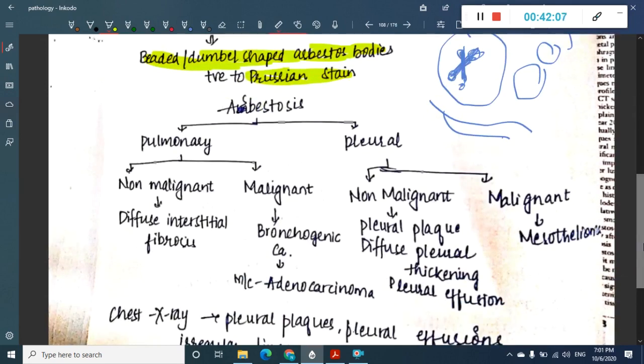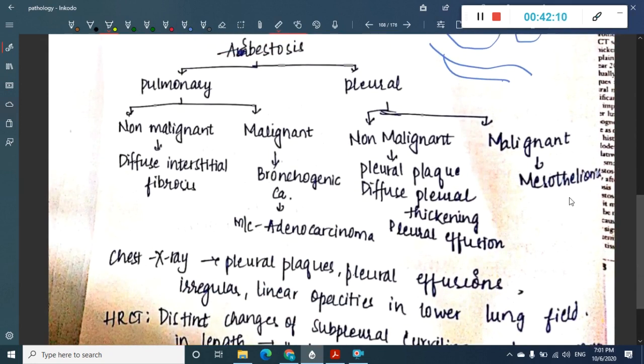Then what are the manifestations of asbestosis? This is important. Asbestosis in the pulmonary, it can cause 2 things in the lung. One, it can cause non-malignant lesions. Second, it can cause malignant lesions. In the non-malignant lesions, it causes diffuse interstitial fibrosis, whereas if it is malignant lesions, it causes bronchogenic carcinoma. Okay, then if it is pleural, in the pleura, it causes again 2 types. If it is non-malignant, it causes pleural plaque or diffuse pleural thickening, or sometimes pleural effusion, as I have shown you, whereas in the malignant it causes mesothelioma.